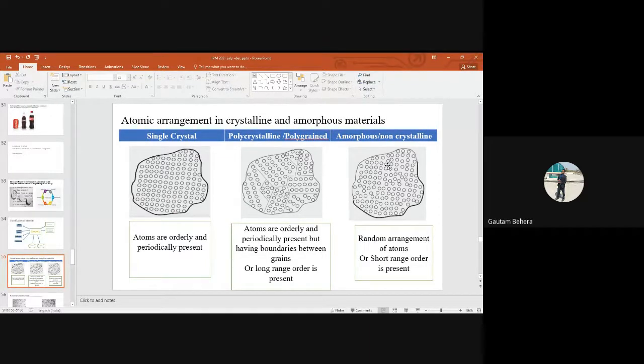So that's why in the case of amorphous or non-crystalline materials, the arrangement can be ordered, but it will be only up to a short distance. That's why you can say short range order arrangement will be present in amorphous material. But in the case of crystalline materials, they have long range order arrangement of atoms. So this is another difference. I think this part is clear.